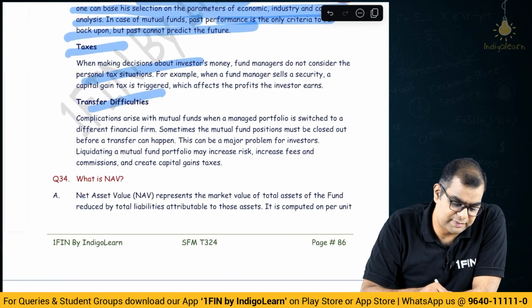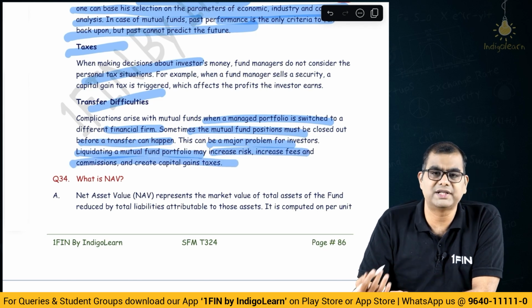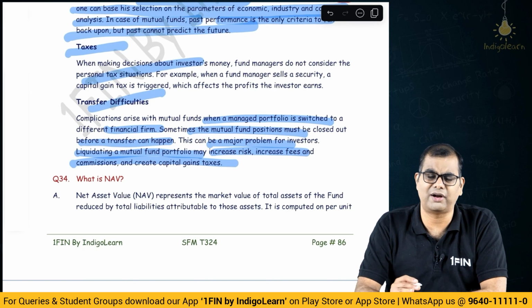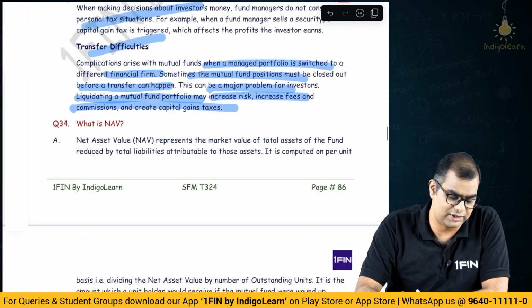Then transfer difficulties. Complications arise in mutual funds when a managed portfolio is switched to a different financial firm. Sometimes a mutual fund position must be closed out before the transfer can happen. This can be a major problem for investors. Liquidating a mutual fund portfolio may increase risk, increase fees and commissions, and create capital gains taxes. Sometimes there will be transfer issues also, but these days they have come down largely. These days we don't see any transfer issues. Earlier, quite some time ago, that was there.